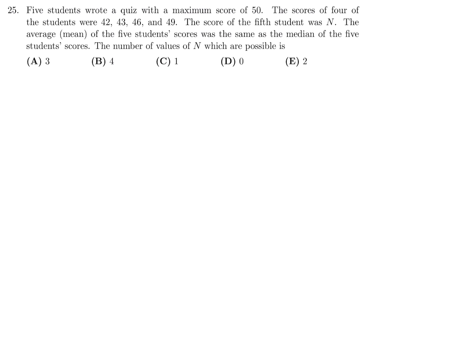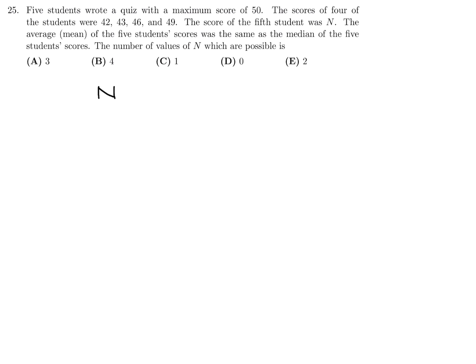Five students wrote a quiz with a maximum score of 50. The scores of 4 of the students were 42, 43, 46, and 49. The score of the 5th student was N. The average or mean of the 5 students' scores was the same as the median of the 5 students' scores. The number of values of N which are possible is.